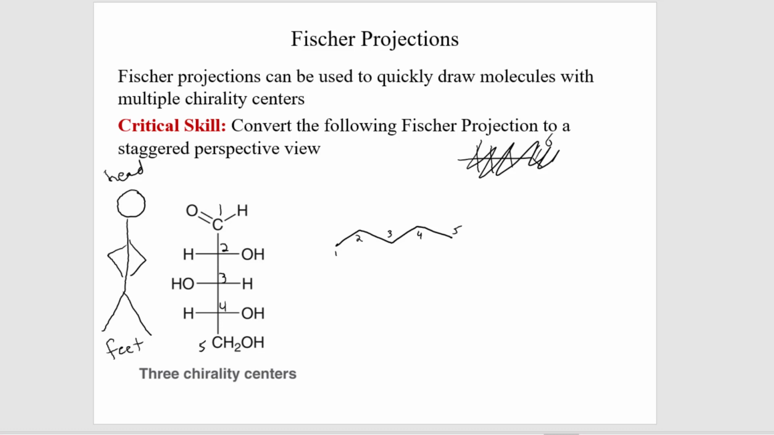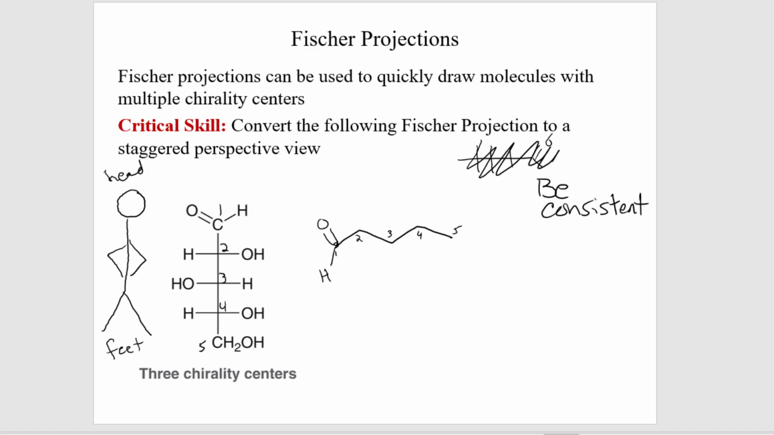Okay, so now what I'm going to do is I numbered the zigzag. I could have numbered them from left to right or right to left. It really doesn't matter. The key here is to be consistent. And that's why I stand my person next to it, okay? Because this is going to matter. So I'm going to draw at carbon 1 the aldehyde.